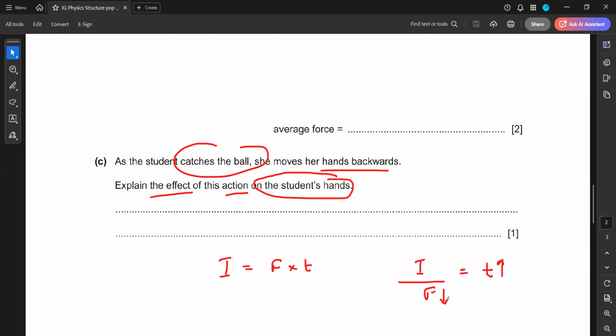When it takes a longer time to stop the ball, the force experienced by the person will be reduced. The longer the time of an impact or contact, the smaller the force needed. But if I want to stop anything instantly, then I have to apply a greater force. So that's the advantage: experiencing a smaller force, because it will take longer time. So a smaller force on the hand, as it takes longer to stop. Is it clear? Yes, sir.